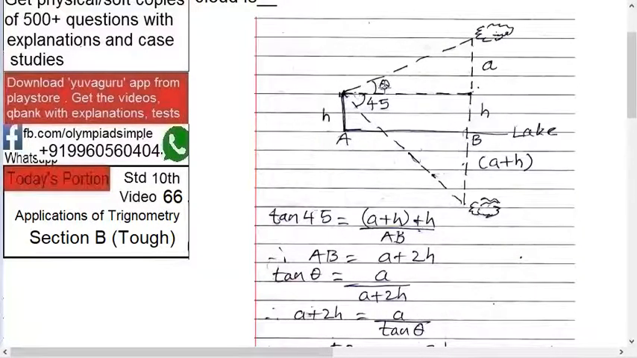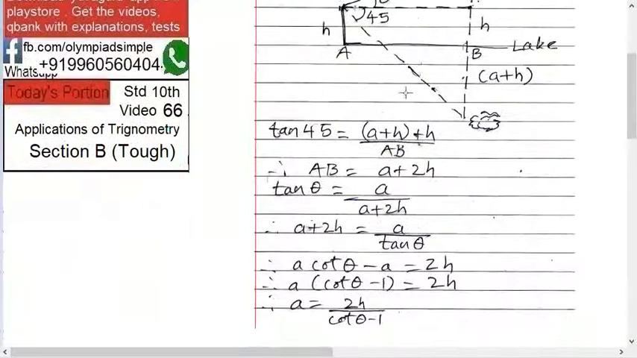Okay. Now tan theta equals what? A upon AB, right? That is A plus 2H. Therefore A plus 2H, let's solve this. A plus 2H equals A upon tan theta, right? Okay. So make this cot theta. Therefore A plus 2H equals A cot theta, right?